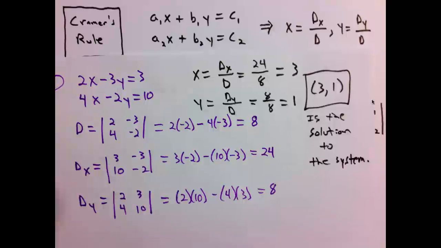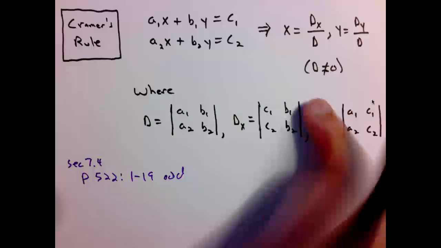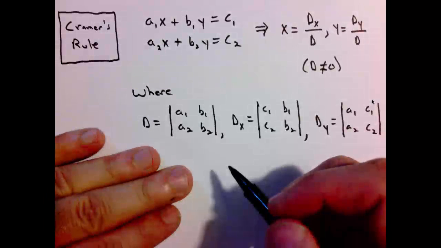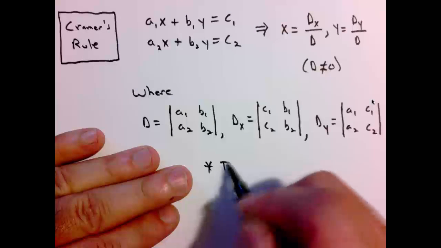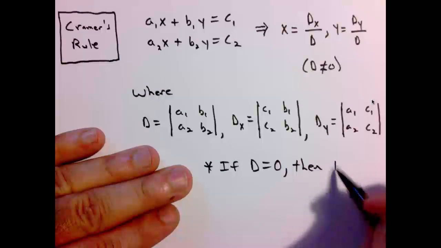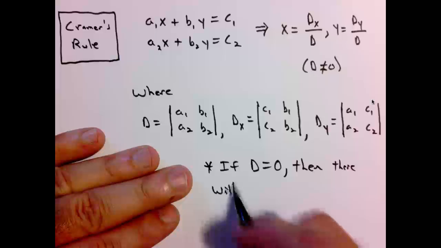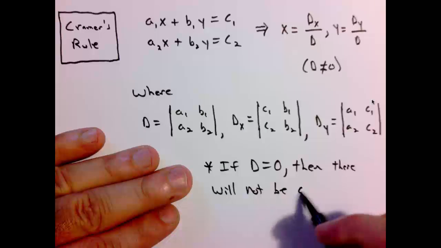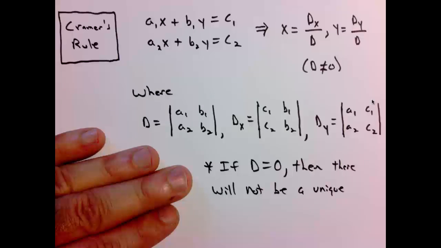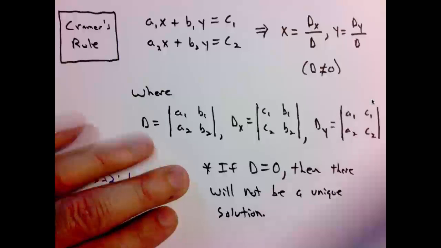All right, a couple of notes about Cramer's rule. If D equals 0, then there will not be a unique solution. It might be a no solution case, it might be infinitely many, okay? We'll have to do some further investigating. So that is question number 1.